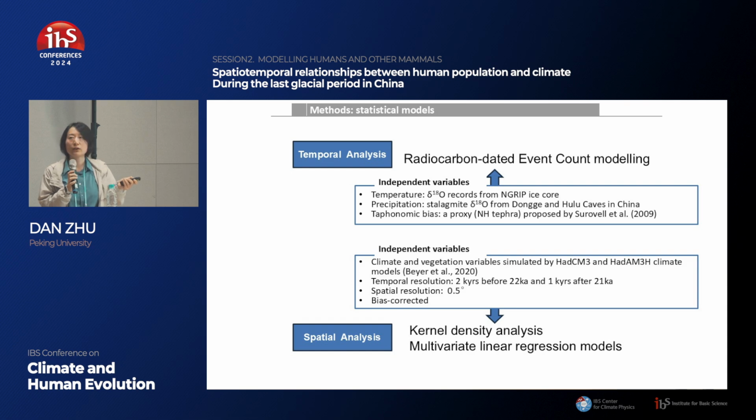So in addition to the temporal analysis, we also conducted a spatial analysis. Here we first generated the kernel density maps of the population. This is basically a spatial interpolation of the locations of the dates. And then we use the gridded climate outputs from the HAD-CM climate model, which provide transient simulation outputs during the last glacial period. And then we performed multivariate linear regression models to predict the kernel densities.